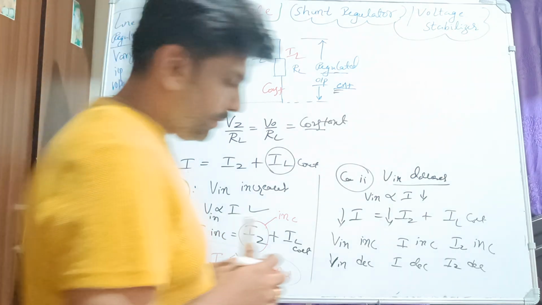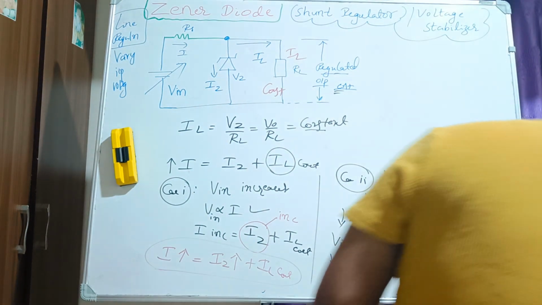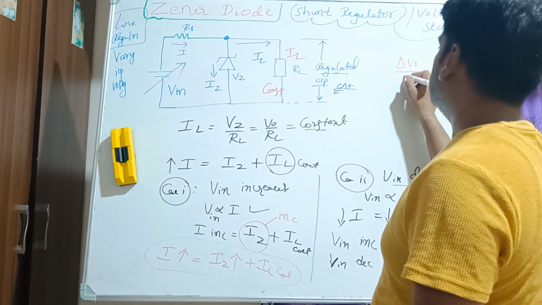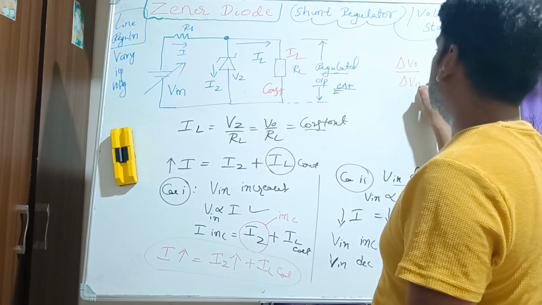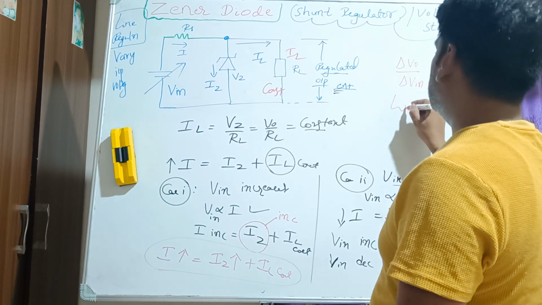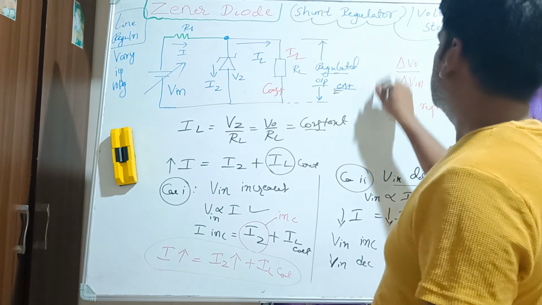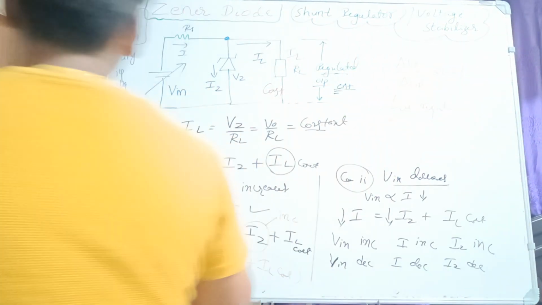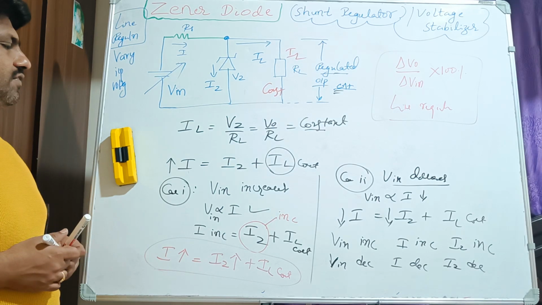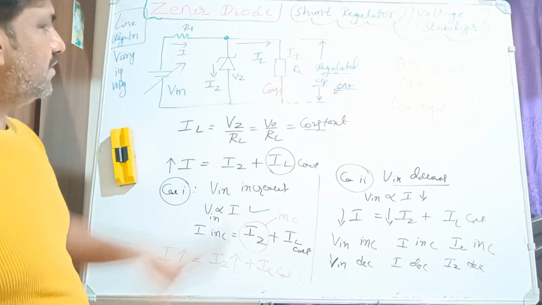So this type of concept is called as what? It is line regulation. Line regulation can be written as delta V output divided by delta V in into 100%. It is called as line regulation. So this is the concept of Zener diode when we vary the input voltage. Very simple concept, so if you understand this equation, then you will understand it.